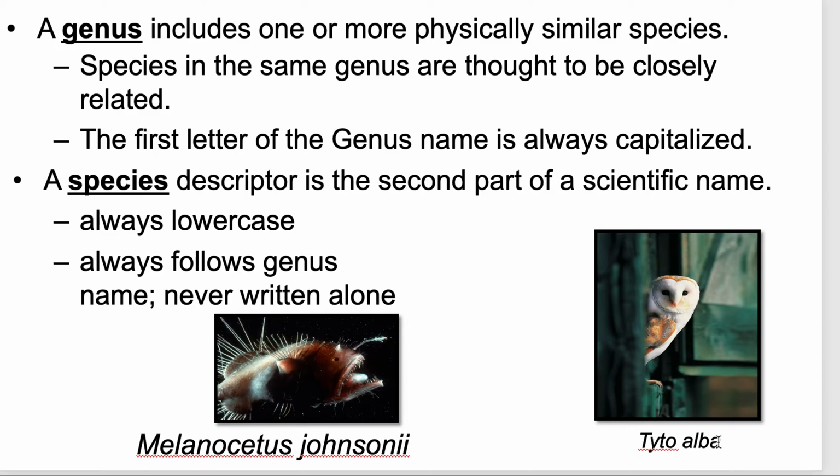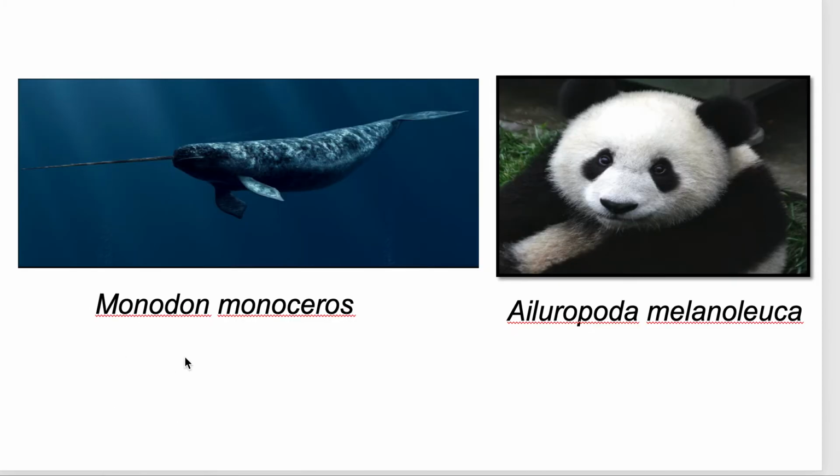You see it's in italics. The genus is first, Tyto, capitalized, and then the species is alba, all lowercase. Again, you could say Tyto on its own, and all the owls in that genus would be what you're talking about, but alba can never be written by itself. Some other examples here: the names for a panda and a narwhal. Again, they're all in italics, the first letter of the genus is capitalized, and the species is all lowercase.